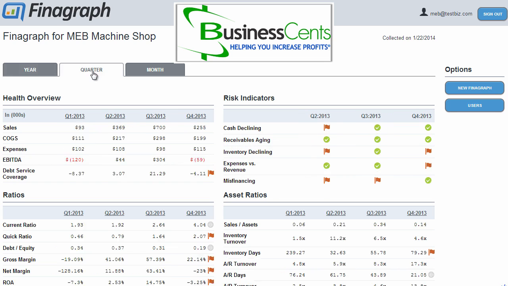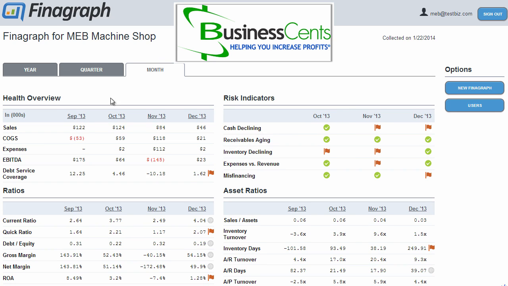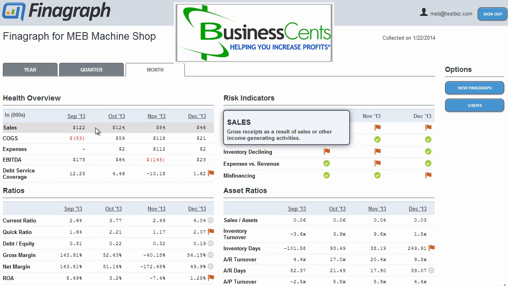You can also look over the last 4 quarters, not just the last 5 years, and see what's been going on quarter over quarter. And you can even get more granular and see what's going on month over month. Here you can see sales kind of hovered in September and October, then took a dive in November and a really big dive in December, kind of indicating the seasonality of the business.